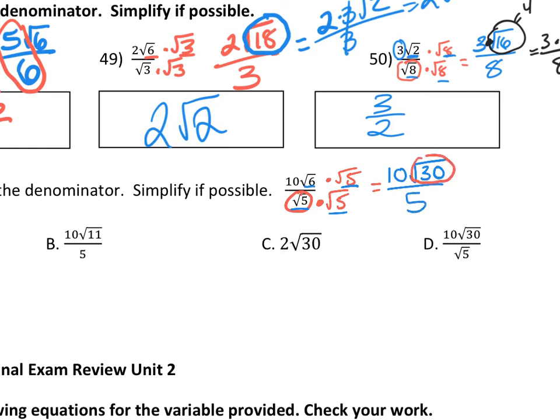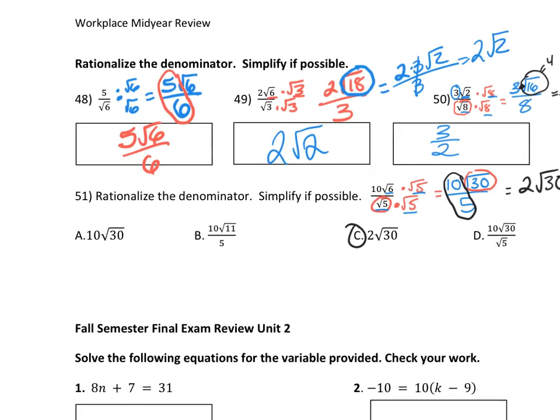Looking at our square root of 30, if you try to do square root of 30 in your calculator, it's not a nice number. And then no perfect squares can go into 30, so that means it is already as simplified as it can get. So then we just take a look at the numbers outside of the square root, the 10 and the 5, and we can simplify that. So that's 10 divided by 5, which is 2. So 2 square root of 30, which means C is our final answer.